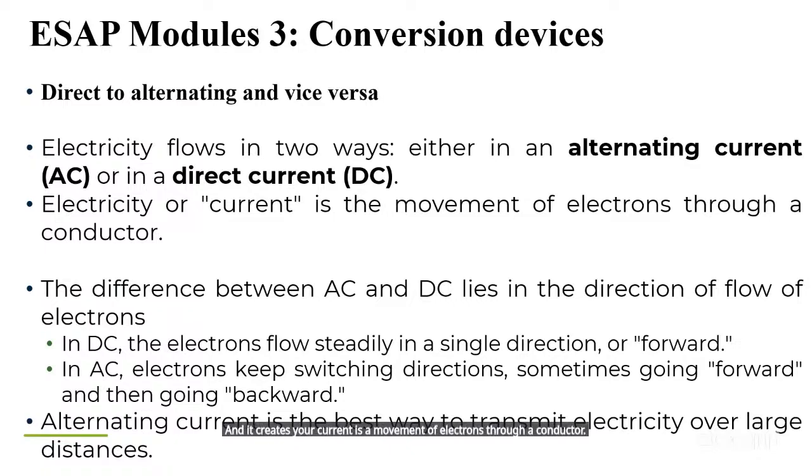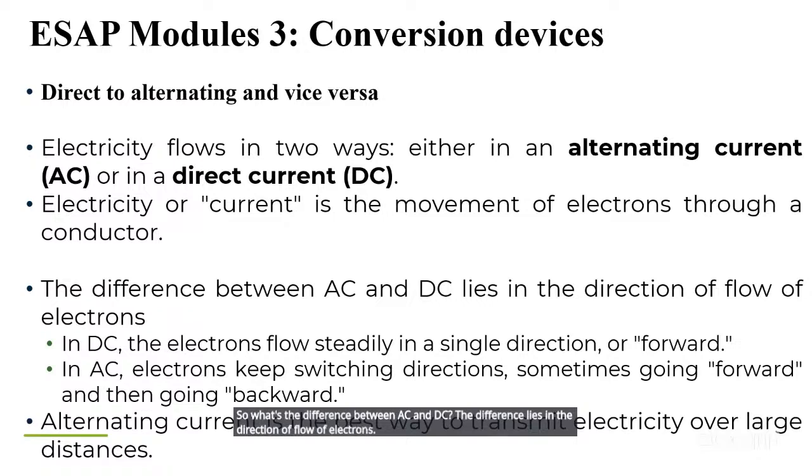I'm going to abbreviate alternating current to AC and direct current to DC. So what's the difference between AC and DC? The difference lies in the direction of flow of electrons.